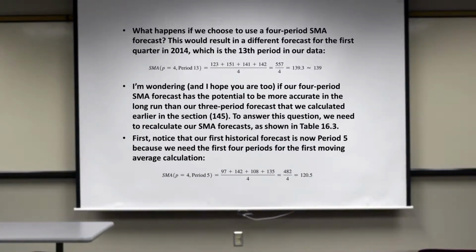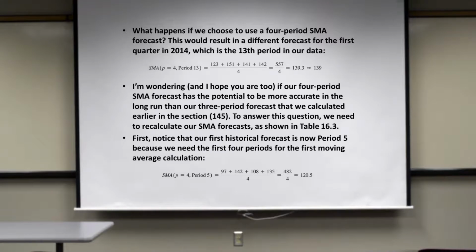What happens if we choose to use a 4-period SMA forecast? This would result in a different forecast for the first quarter in 2014, which is the 13th period in our data. SMA for P equal to 4 for period 13 is equal to 139. I'm wondering, and I hope you are too, if our 4-period SMA forecast has the potential to be more accurate in the long run than our 3-period forecast that we calculated earlier in the section.